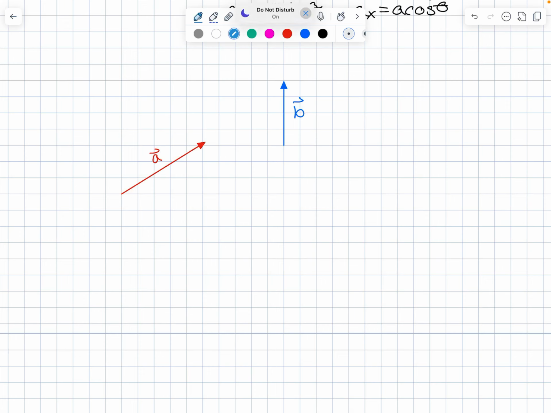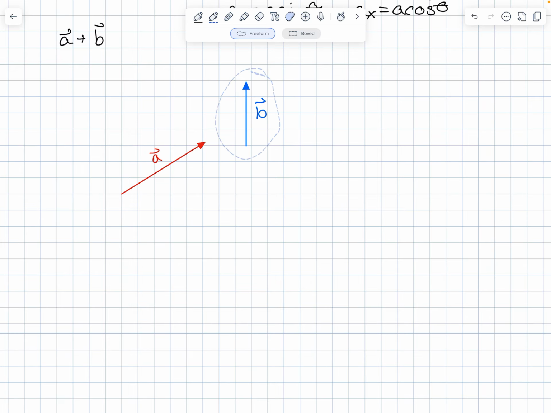So let's say we have vector A and vector B, right? If I want to do A plus B, that's pretty straightforward. I'm just going to grab this vector and move it. So I'm going to walk in direction A and then I'm going to walk in direction B, okay?